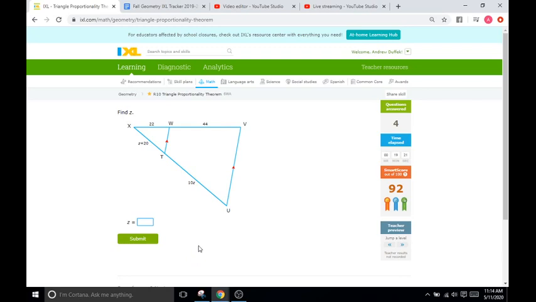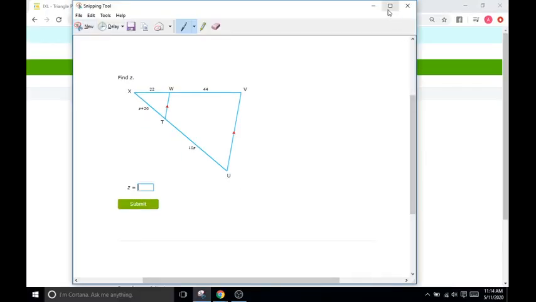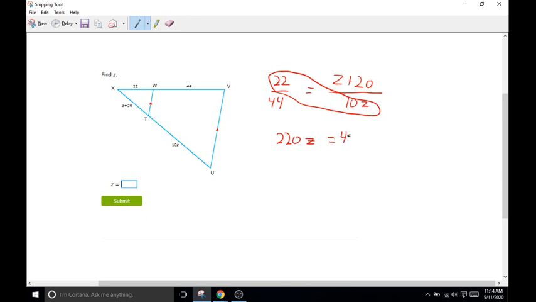Eventually you'll get to problems like this that are the same concept, but they add variables. We'll do one of these, and that's where I will end the video. We'll do 22 over 44 and set that equal to z plus 20 all over 10z. Then we'll cross multiply. 22 times 10z is 220z, which is equal to 44 times z plus 20. We keep the 220z and distribute the 44: 44 times z is 44z, and 44 times 20 is 880.